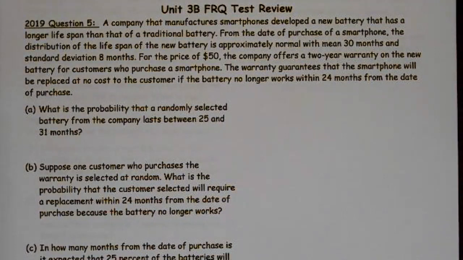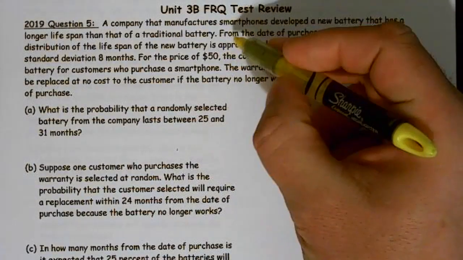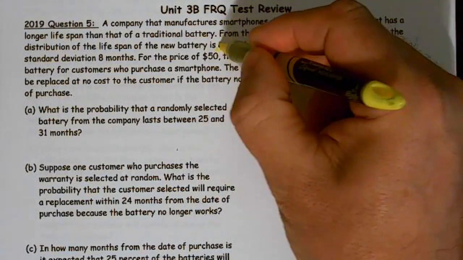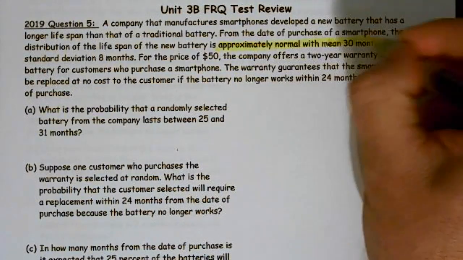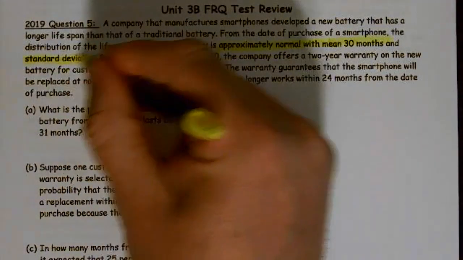And by the way, this is all based on a 2019 question number 5, although we've expanded it and added a lot to it. A company that manufactures a smartphone developed a new battery that has a longer lifespan than that of a traditional battery. From the date of the purchase of a smartphone, the distribution of the lifespan of the new battery is approximately normal. And by the way, that's a great phrase to tell us. That means the underlying distribution is normal, which means regardless of the sample size, when we talk about the distribution of the means, the distribution of the means will have the shape of a normal, with a mean of 30 months and a standard deviation of 8 months.